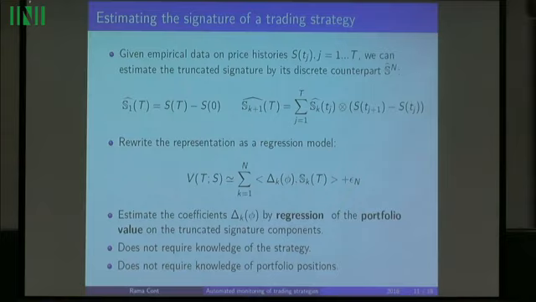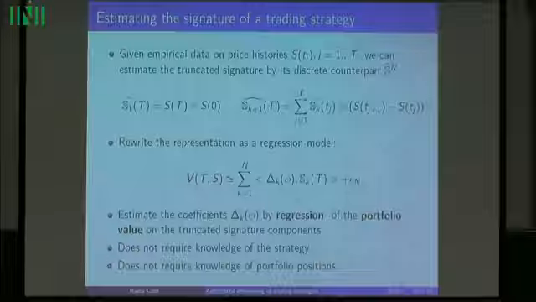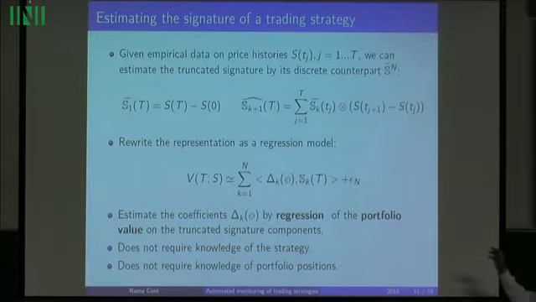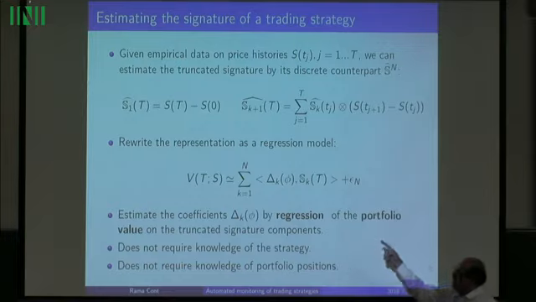And now I'm going to truncate this at level n. I'm going to write the term that I'm not including as an error term, and we treat this as a regression model. So I can now estimate the sensitivities to each component of the signature by a regression. Now, the important point is that this does not require knowledge of the strategy that's driving this profit or loss, and it does not require knowledge of the portfolio positions. I'm regressing the value of the portfolio at horizon t on the signature of the path over the same horizon.